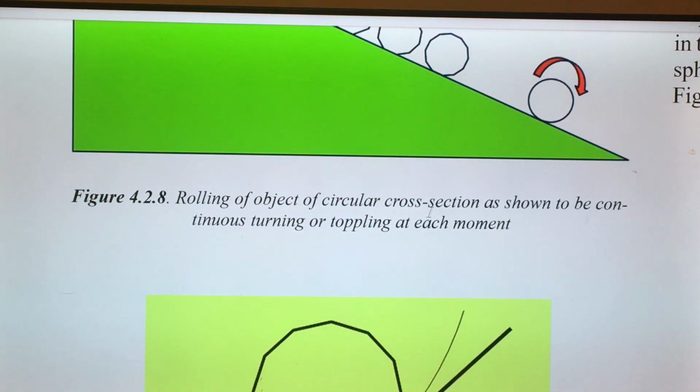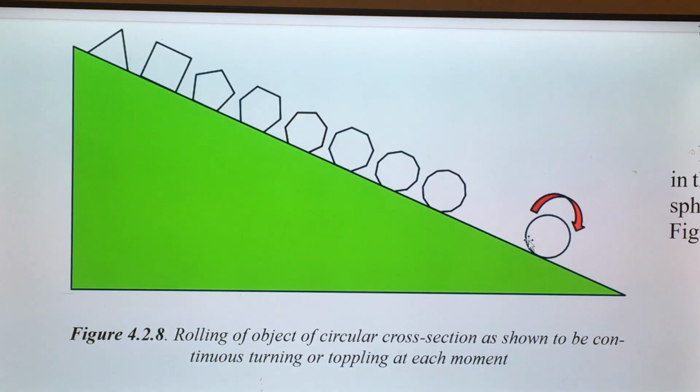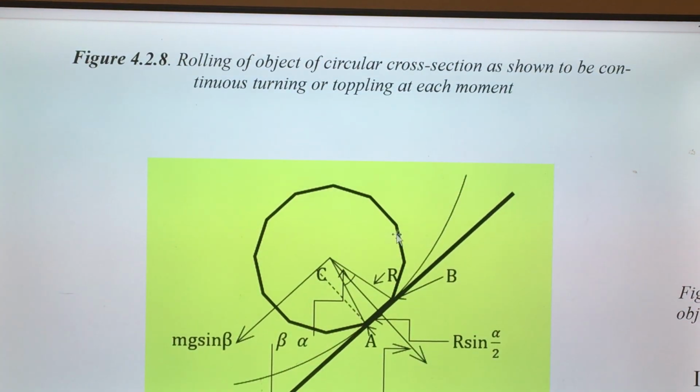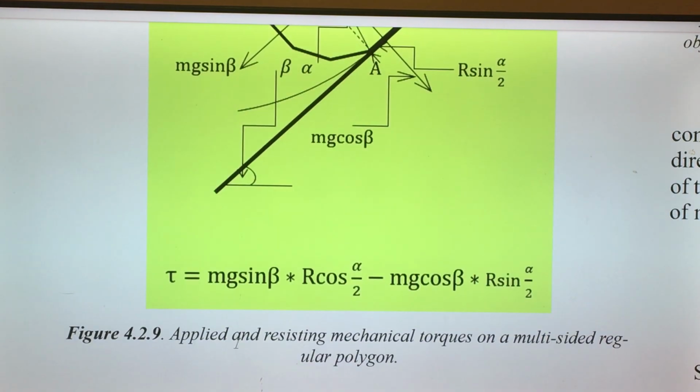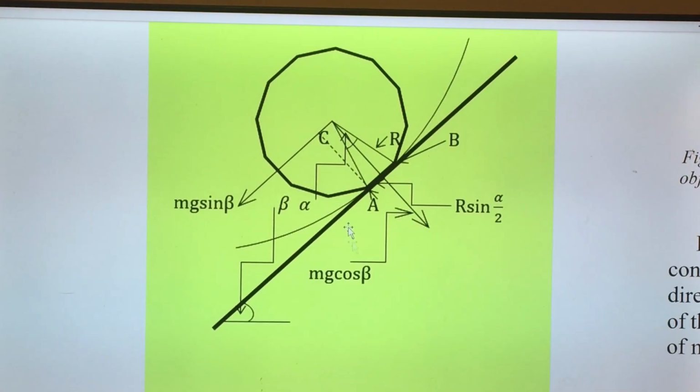Rolling of an object of circular cross section is shown to be a continuous turning or toppling at each moment. I already explained it. Now from the rectangle, we will come to the polygon. A polygon of how many sides? Applied and resisting angle torques on a multi-sided regular polygon, as I call it.